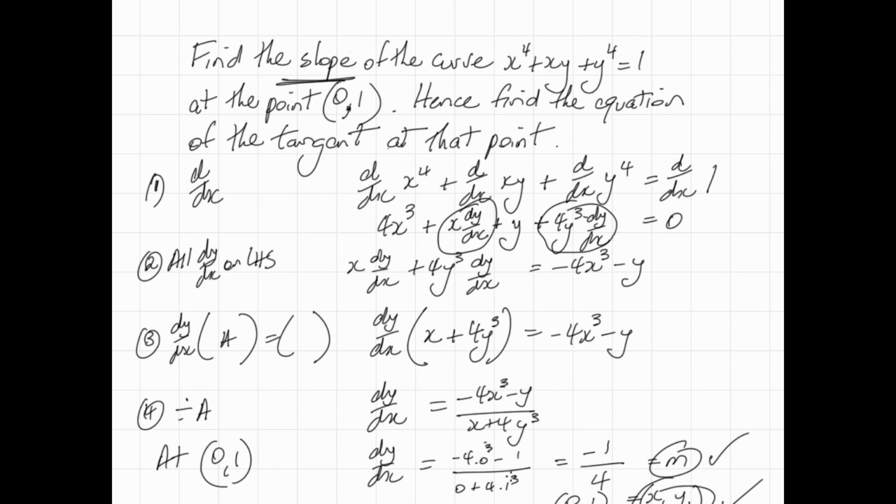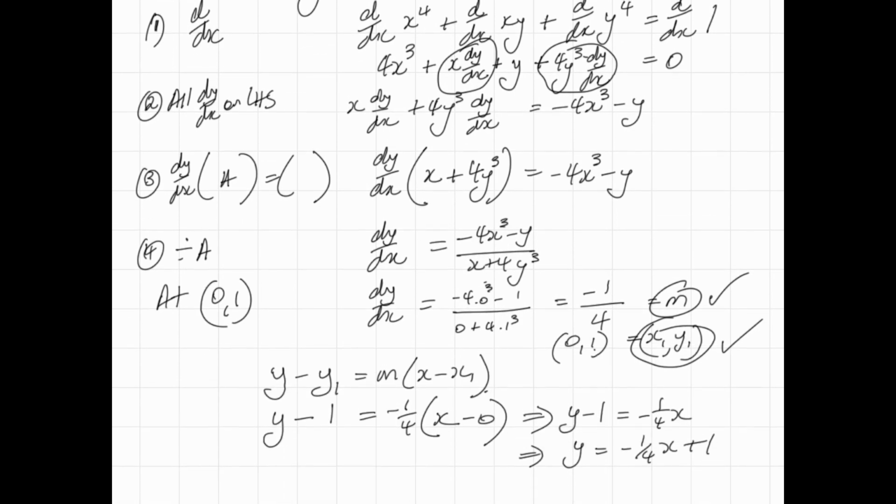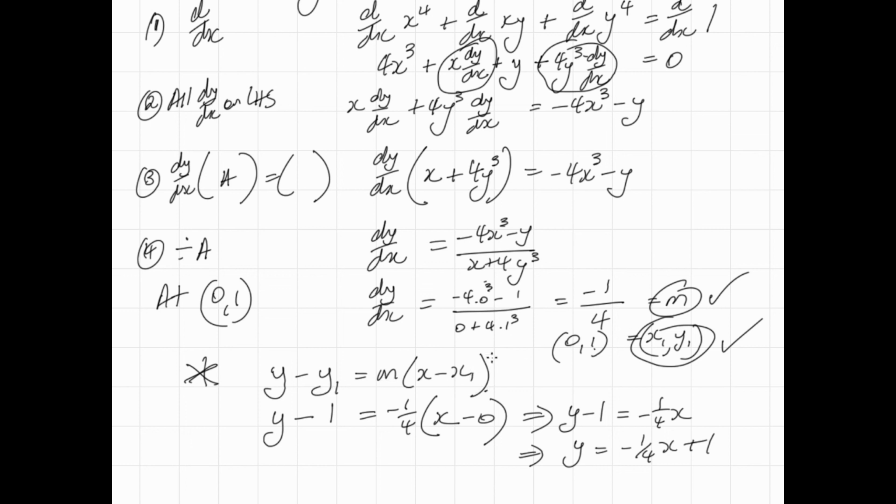And then we can calculate the gradient at that point. Given that we know the gradient and our point, we know that this will be the equation of the line that has that gradient and passes through that point, and we can just substitute in the values and get it in the form of y equals mx plus c.